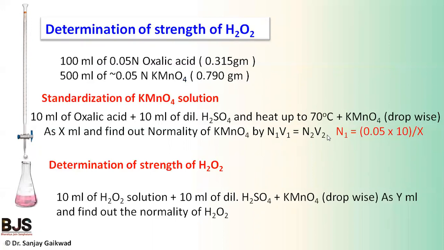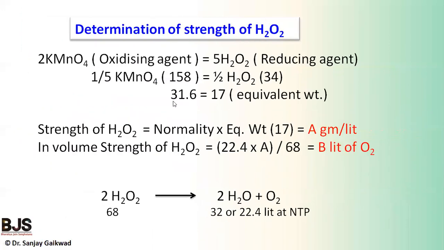Once you know the exact normality of KMnO4, it can be used for the titration to determine the strength of the H2O2. For this purpose, 10 ml of H2O2 solution is taken. Then we have to add 10 ml of sulfuric acid, and then we have to titrate with the KMnO4. From the normality of the KMnO4, we can calculate the normality of the H2O2. And when you calculate the strength, normality into equivalent weight is equal to the strength. From this formula, we can calculate the strength of H2O2.